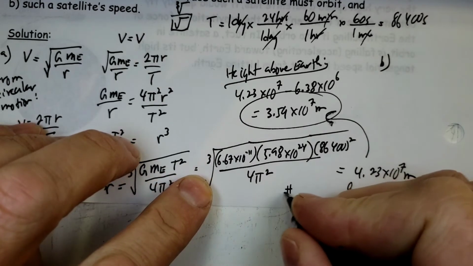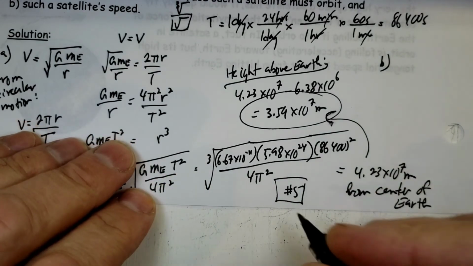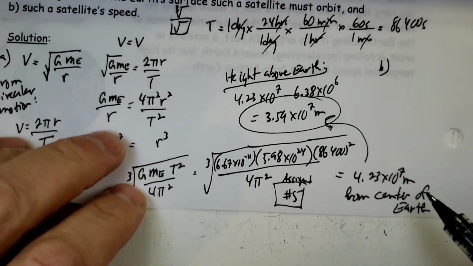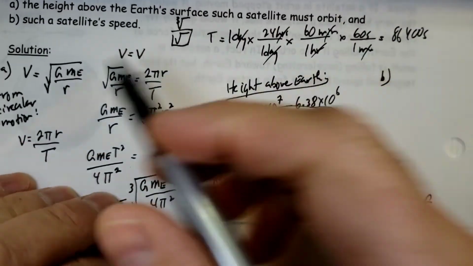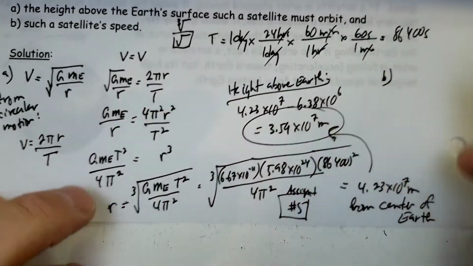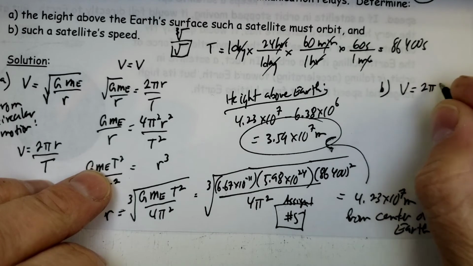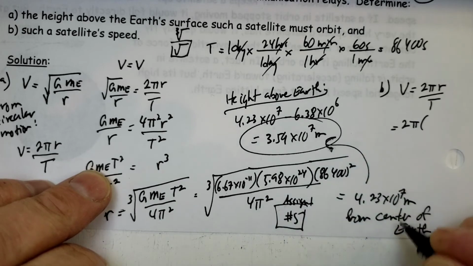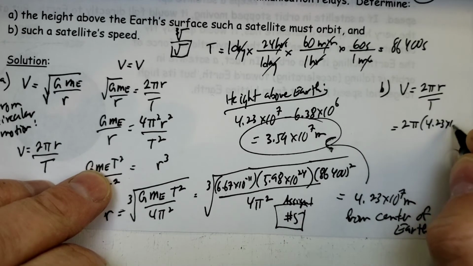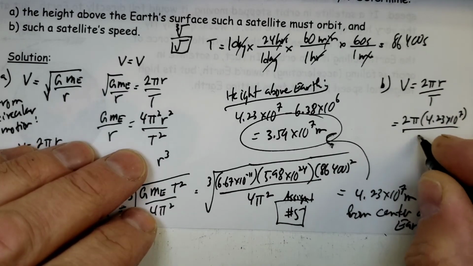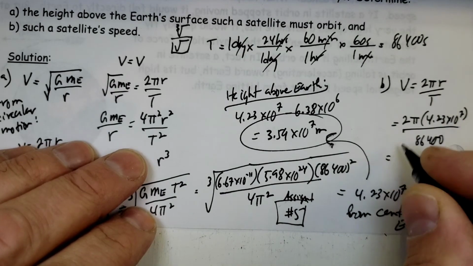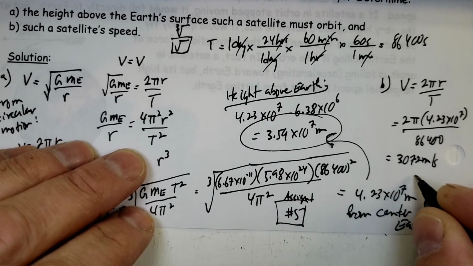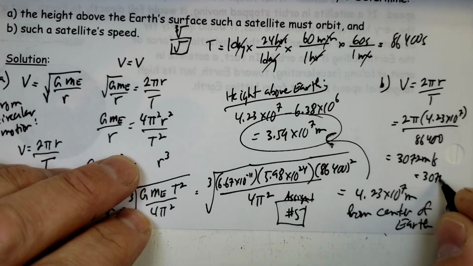And I think in your assignment number 5, question number 5, I make a little note here. It's going to be very similar to this question, in which we use the 2 velocity equations. The speed the satellite must have, I could either use this speed equation or this speed equation. It doesn't matter. 2 pi r over T, 2 pi, and if I'm using r, I have to use it from the center of the Earth, 4.23 times 10 to the 7, over the period, 86,400. So that's going to give me 3,072 meters per second. If I round it off to 3 sig figs, 3,070.